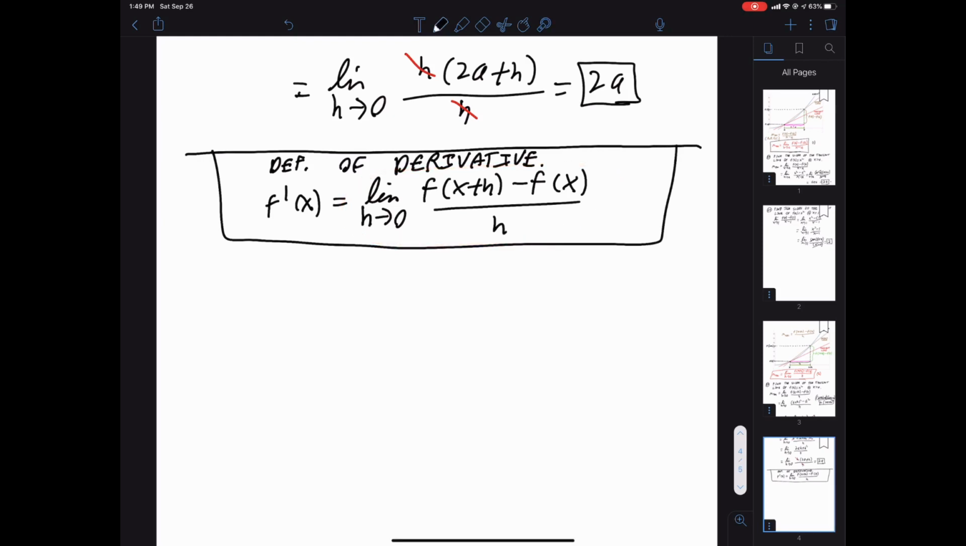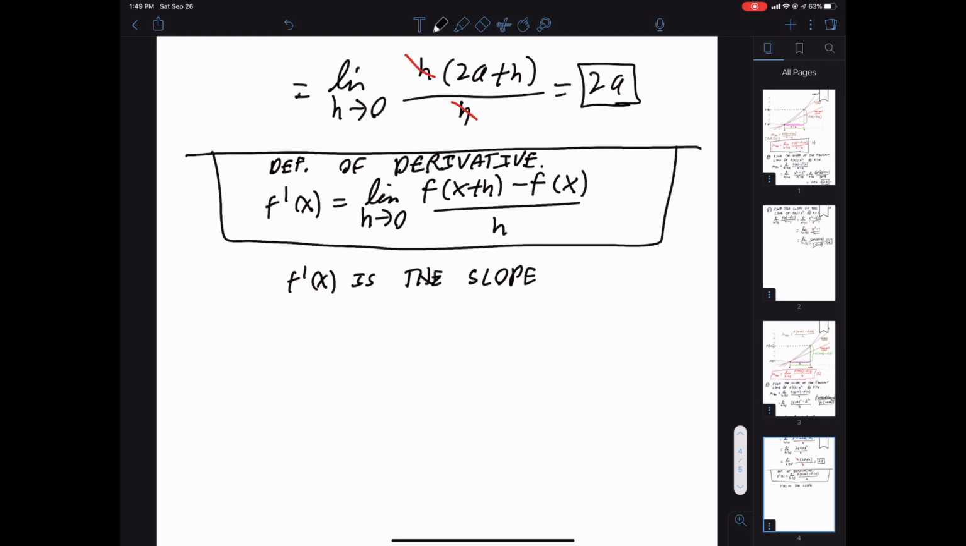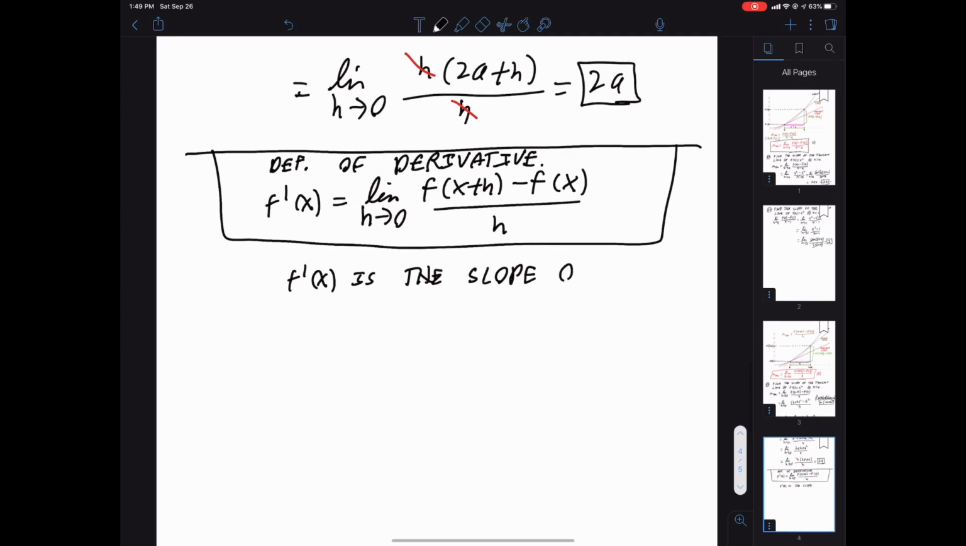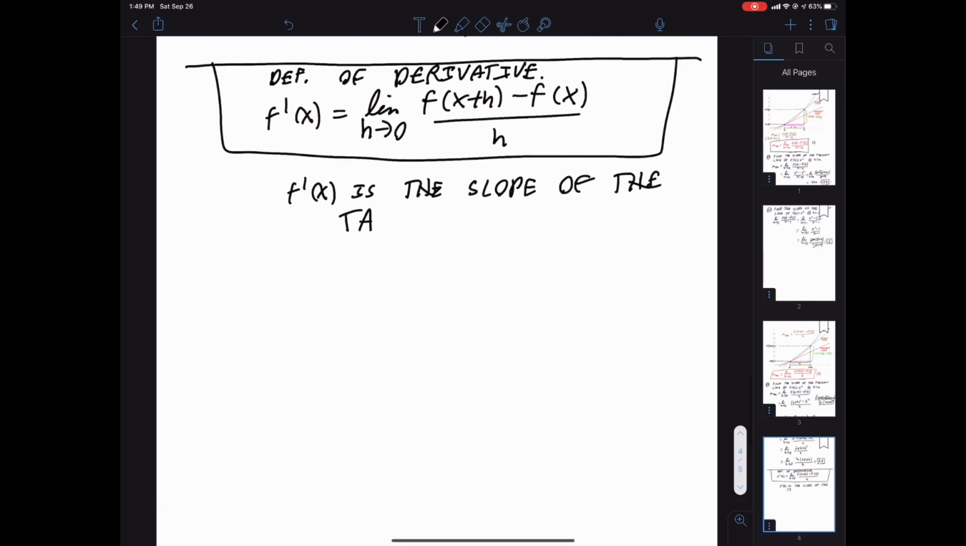Because if you understand that formula, that's the slope of the secant line, f of b minus f of a over b minus a. As h approaches 0, that is the slope of the tangent line. So f prime of x is the slope of the tangent line, and that needs to be ingrained in your brain, not just memorized, but visually you should see that. If you don't know what a tangent line is, you need to know, or else you'll be very confused and not understand a lot of things in this chapter.